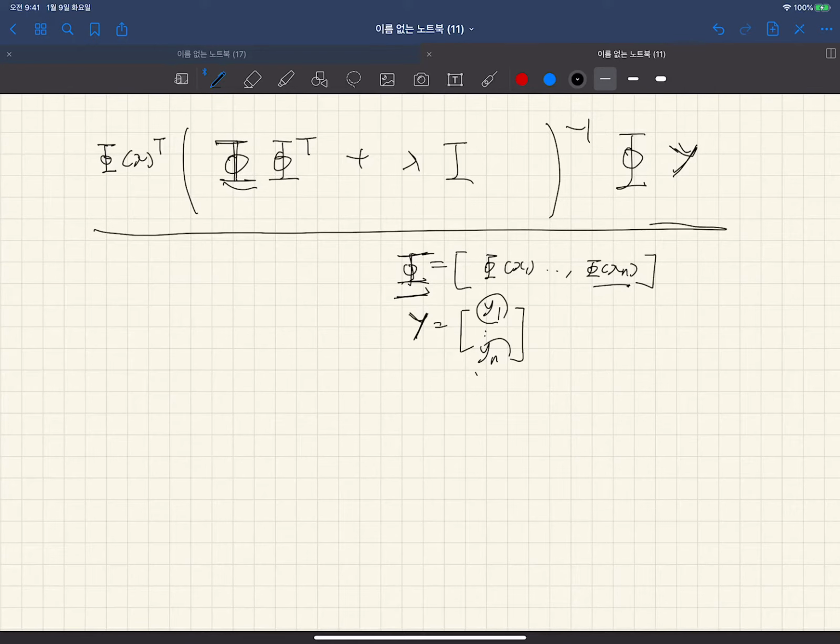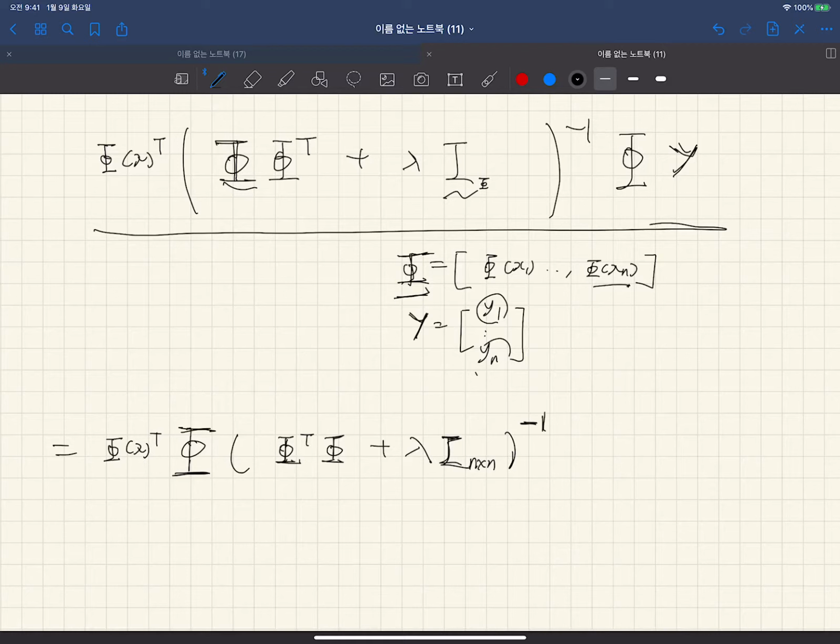and this equation is actually equal to phi(x) transpose times the big Phi matrix transpose times (Phi transpose Phi plus lambda I) inverse y. So here the identity matrix has the dimension of phi, but here this identity matrix is n by n, the dimension of y.